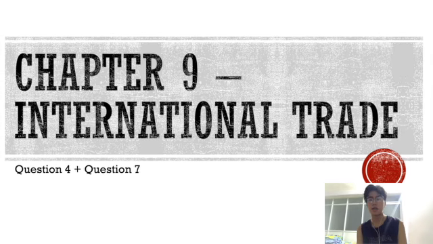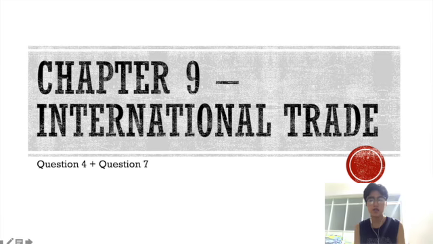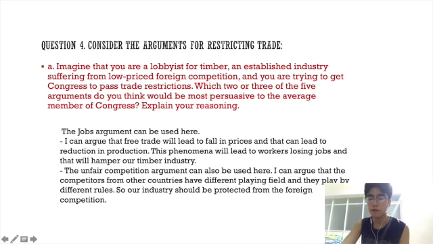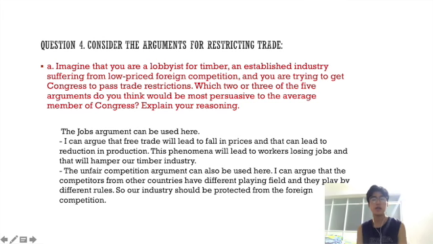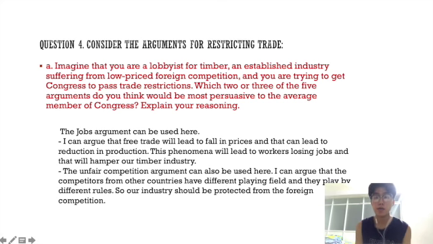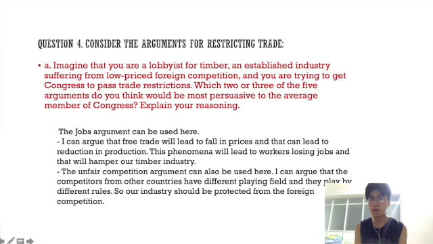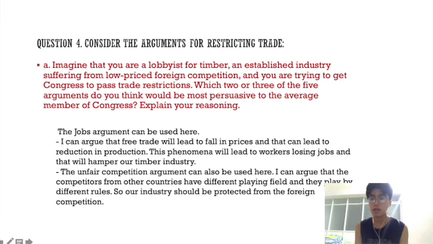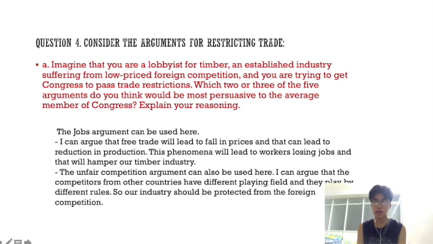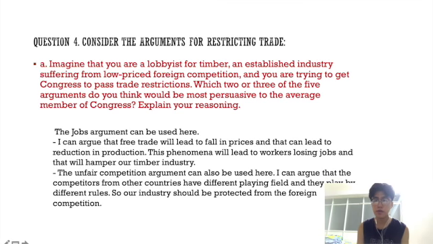Hello everyone, today I'm going to present the questions of chapter 9, which are question 4 and question 7. First, regarding question 4, consider the arguments for restricting trade. In this question, we have two parts, and now we're going to get to part A of this question. Imagine that you are a lobbyist for timber, an established industry suffering from low-price foreign competition, and you are trying to get Congress to pass trade restrictions.